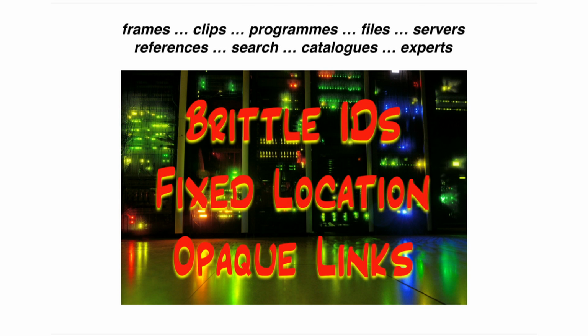You still have exactly the same problem of brittle identity, fixed location, and opaque links. For example, the file would be called c:\media/london/12345.mxf. It's in a fixed location on a particular server. You have to be a particular kind of MXF decoder to be able to open that file and find out what it references and what it's made out of.